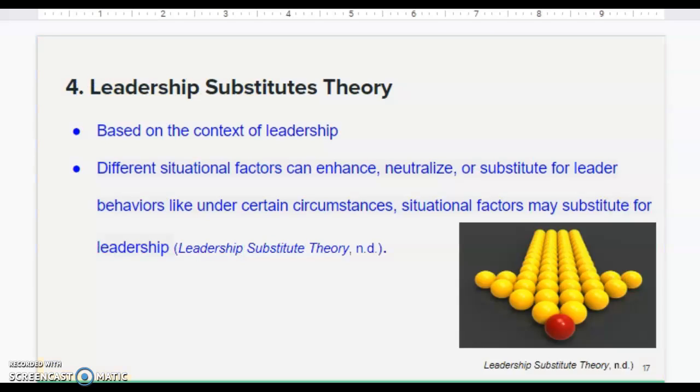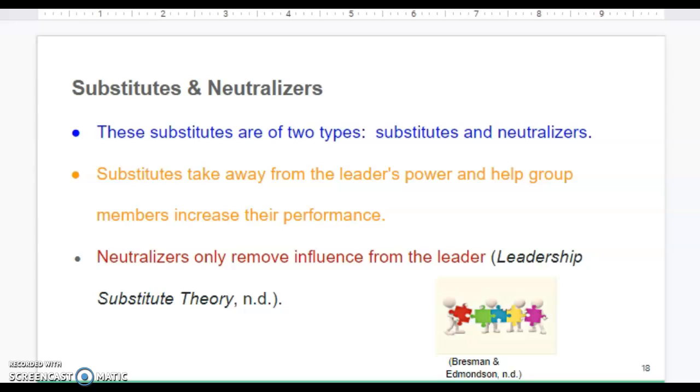Kerr and Jermier in 1978 proposed a substitutes for leadership theory, claiming that subordinate individual characteristics, task, and organizational factors and characteristics can provide guidance and positive effect for employees, influencing the effectiveness of leadership. Substitute leadership theory makes leadership style unnecessary or redundant.